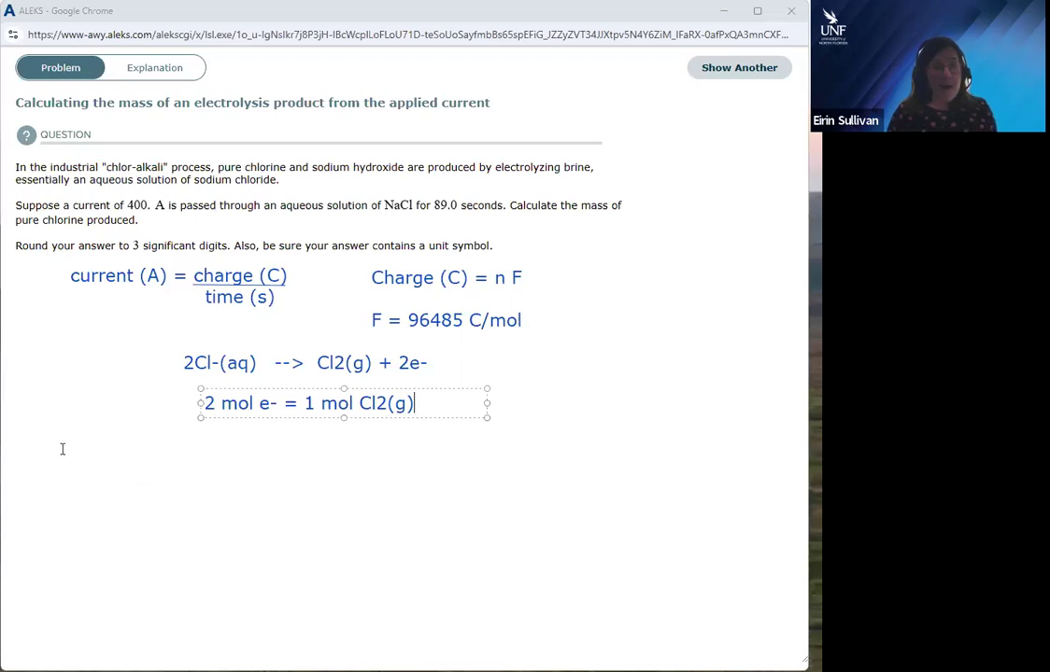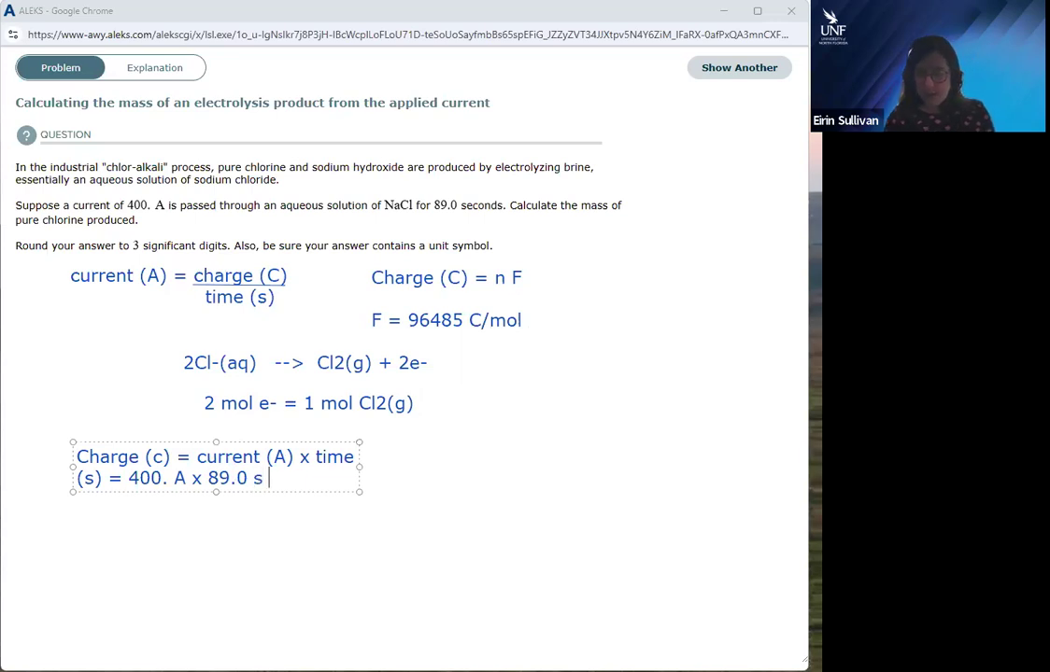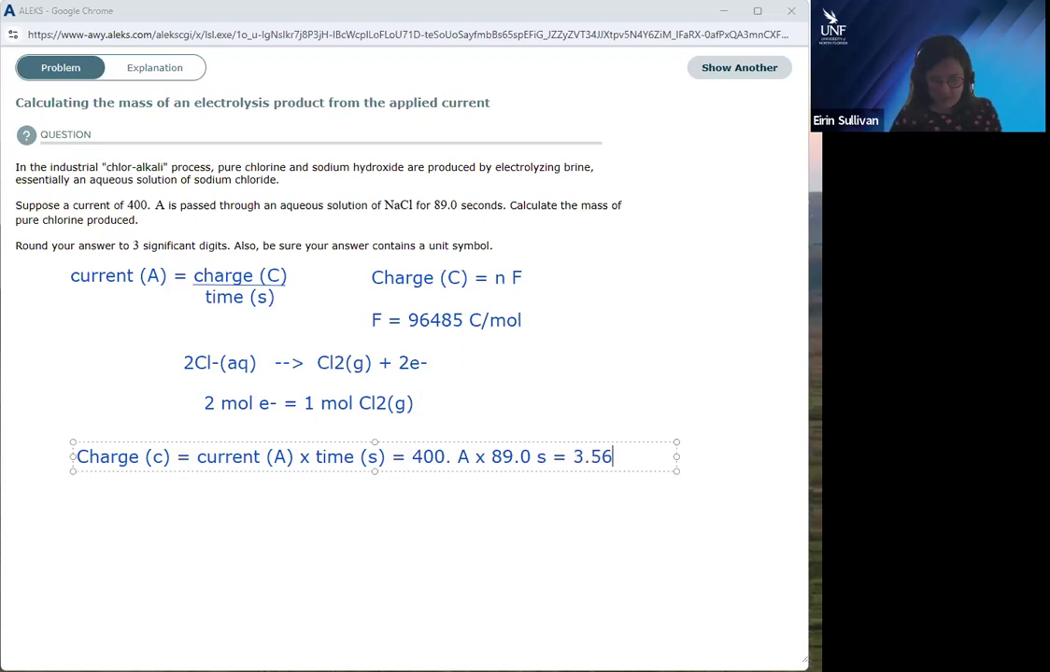So do be careful. All right, I'm going to calculate my charge. My charge in coulombs is my current in amperes times my time in seconds. That is 400 amperes times 89.0 seconds, which gives a total charge of 3.56 times 10 to the power of 4 coulombs.